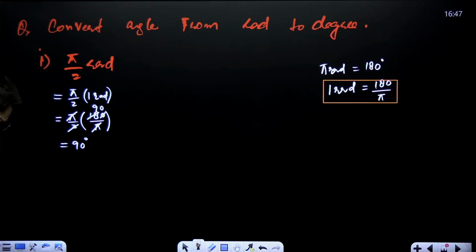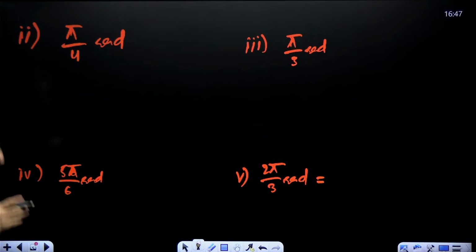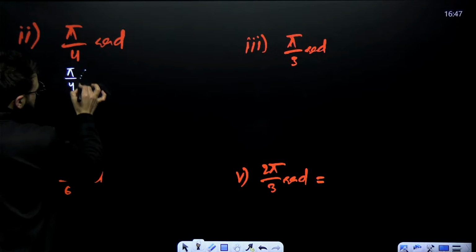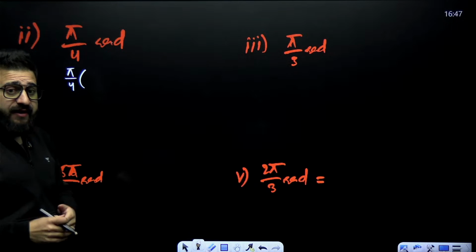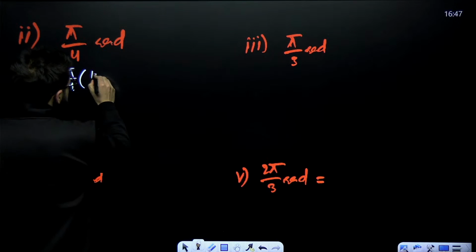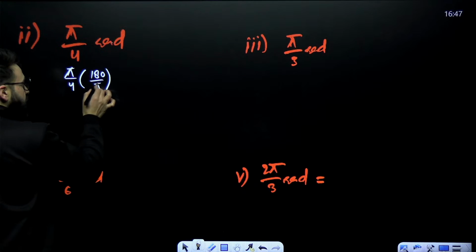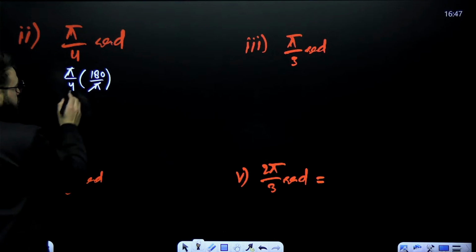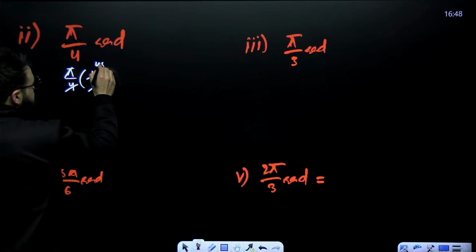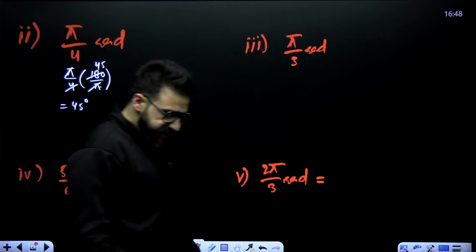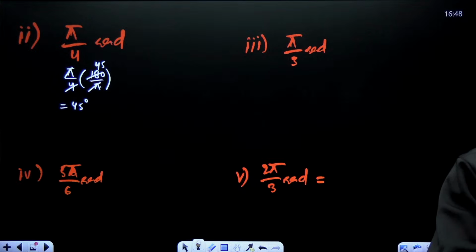Like my dear friends, if we talk about this one, pi by 4, I can write this as pi by 4. And when it comes to 1 radian, can I write this as 180 divided by pi? Yes. Now this pi and this pi will cancel. Now this will come out to be 45 degrees. Is this crystal clear?